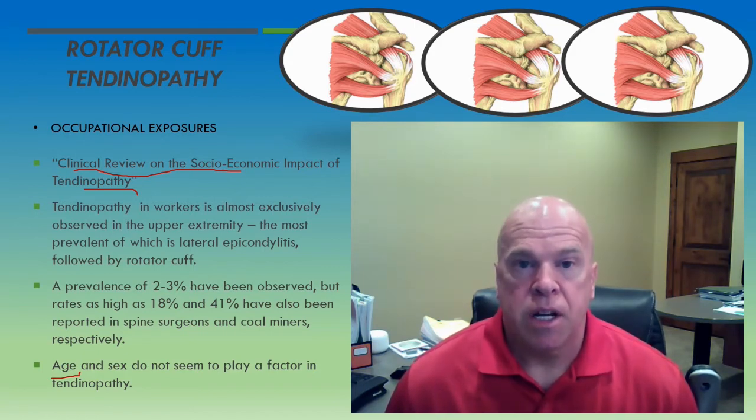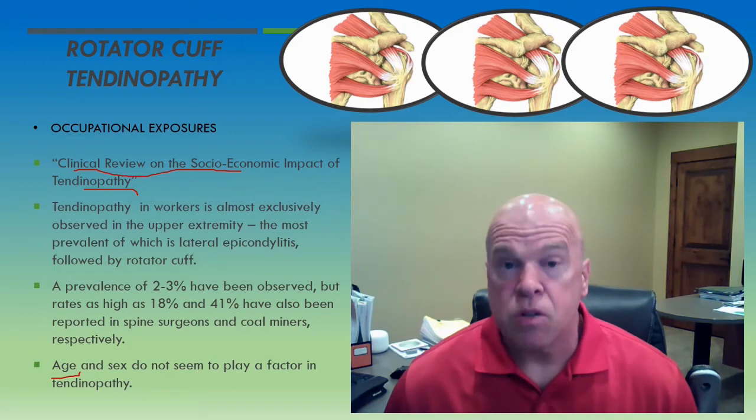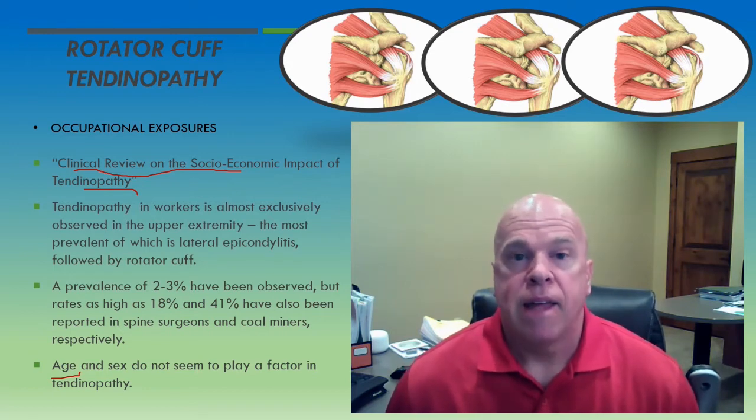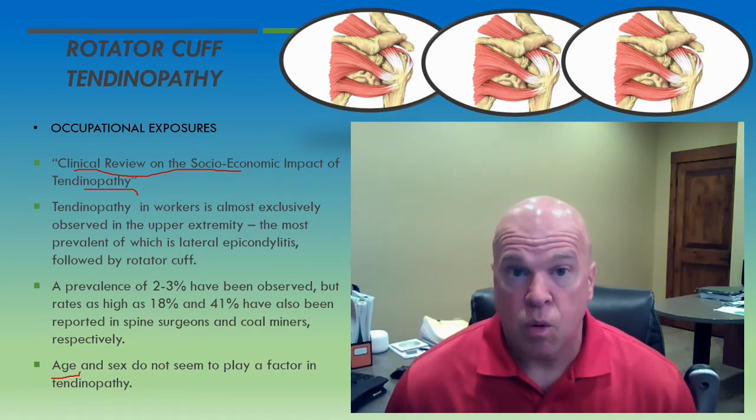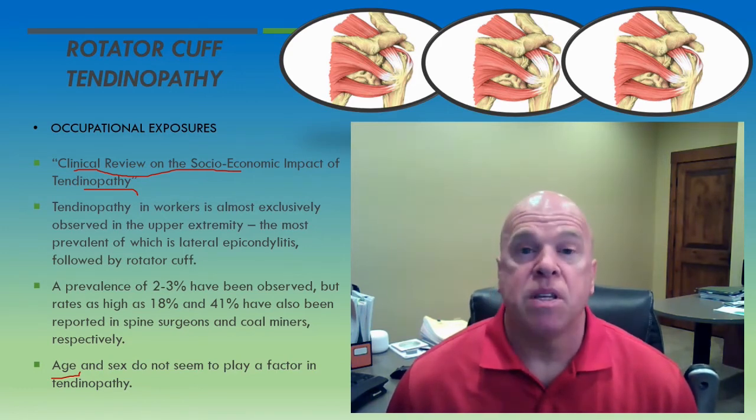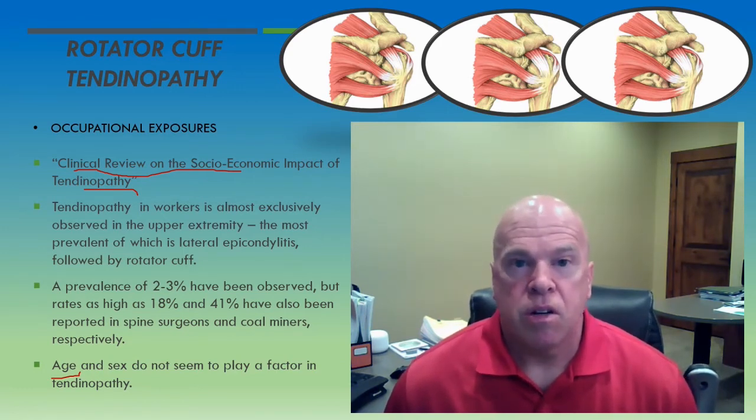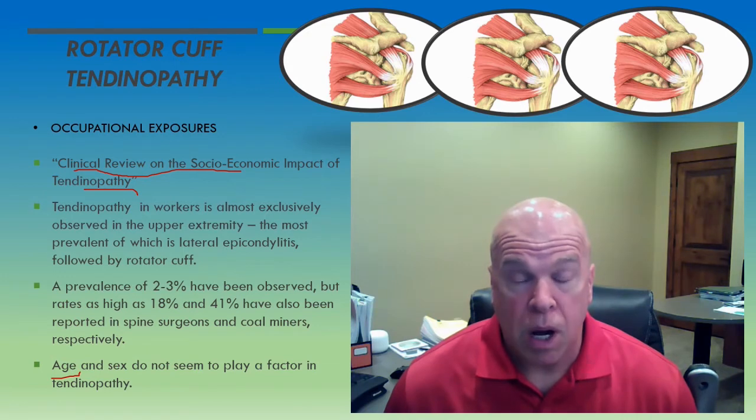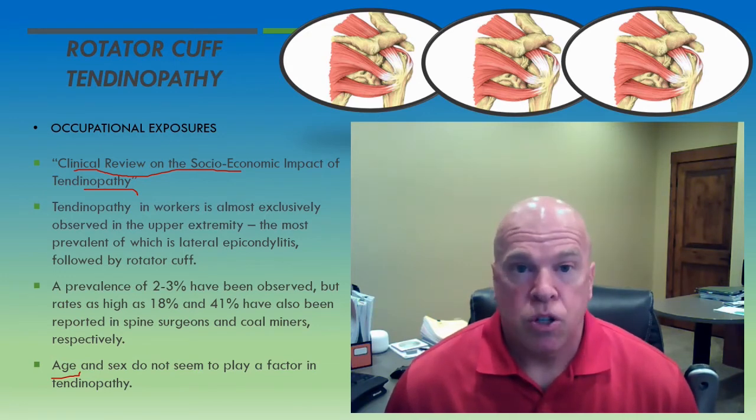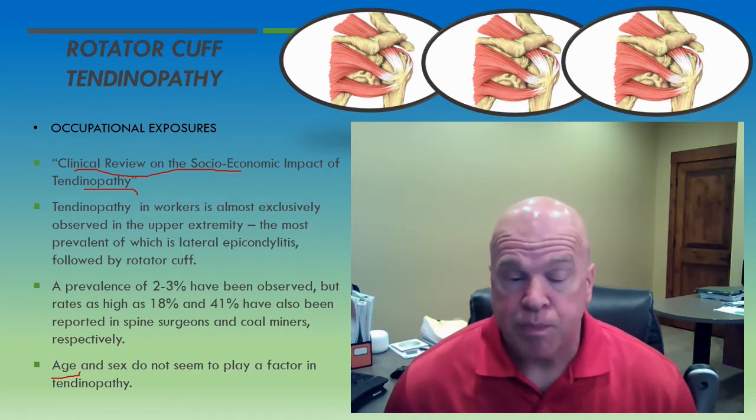And a study I'm going to share with you here in just a couple minutes seems to suggest that degenerative changes of the tendons, in other words, the development of tendinopathy in the tendons, is a normal degenerative process of aging, much as the development of osteophytes around joints is a natural degenerative process of the joints.